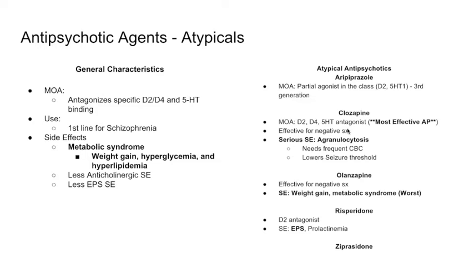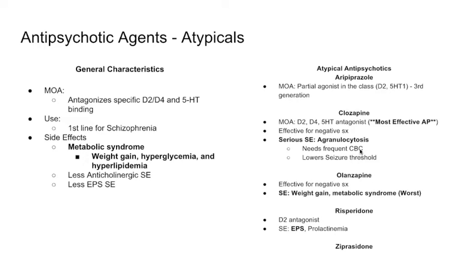Now, why can't we use it first line? If you tell me that it's very effective, why can't we just use it first line? The reason is that it has a very serious side effect, which is agranulocytosis. Agranulocytosis means that the granulocytes, the white blood cells, mainly the neutrophils, do not form. I don't really know the mechanism for that, but you get agranulocytosis from clozapine. So that is why you need frequent CBC monitoring for it.